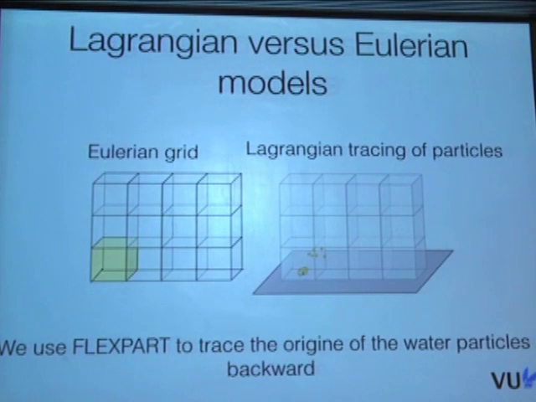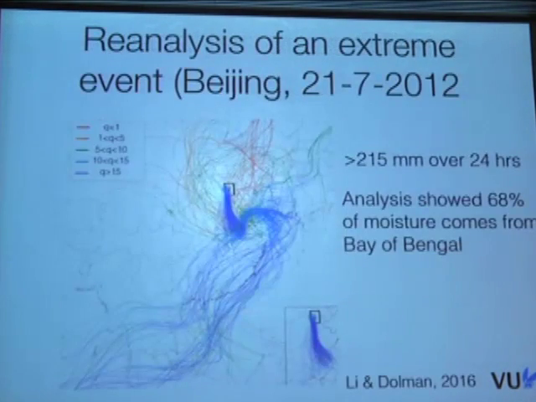So we use FlexPart, which is a model that allows you to simulate this based on advection data. And we apply that to an extreme event in Beijing, in China. Sorry, this is not the Amazon, but we're now talking China. This is a Chinese PhD student. The 21.7 event is a well-known event in Beijing in 2012 with over 200 millimeters in 24 hours.